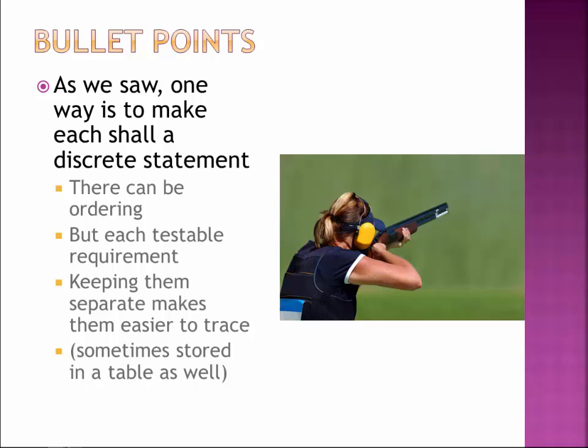There might be ordering to them. As I said, normally instead of a bullet point exactly, it's an ordered list, 1, 2, 3, 4, 5. But each numbered item needs to be testable in itself. I should be writing these things so that as I look at one, I know exactly the test case that I'm going to run for that thing.